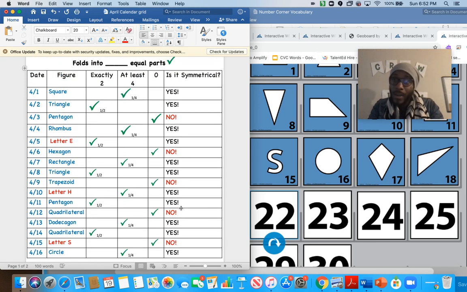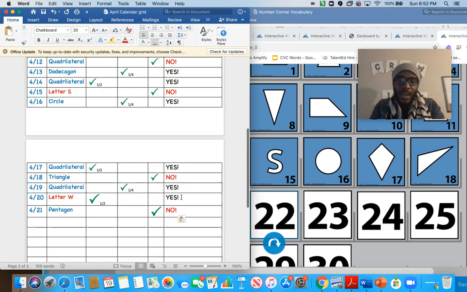A few weeks ago, we noticed the pattern was yes, yes, no, yes, yes, no, yes, yes, no, yes, yes, no. Yesterday was yes, and on the 19th was yes. So how many of you knew that today was going to be an asymmetrical shape based on the pattern? If you did, you were right. It is a no. It is an asymmetrical shape for today.